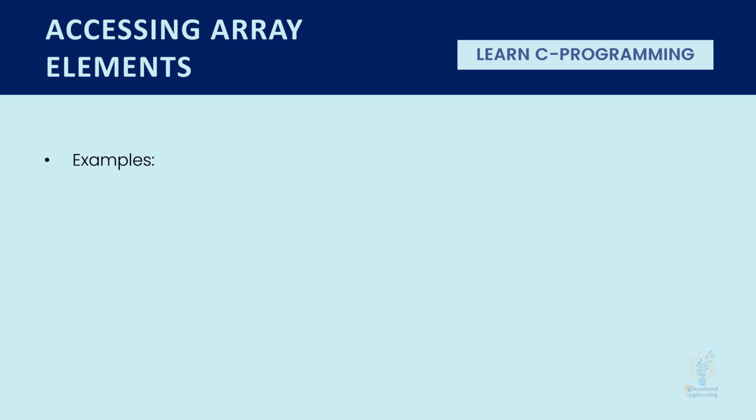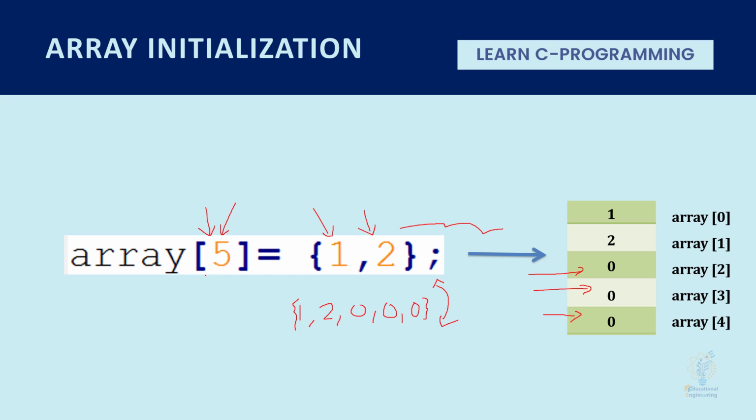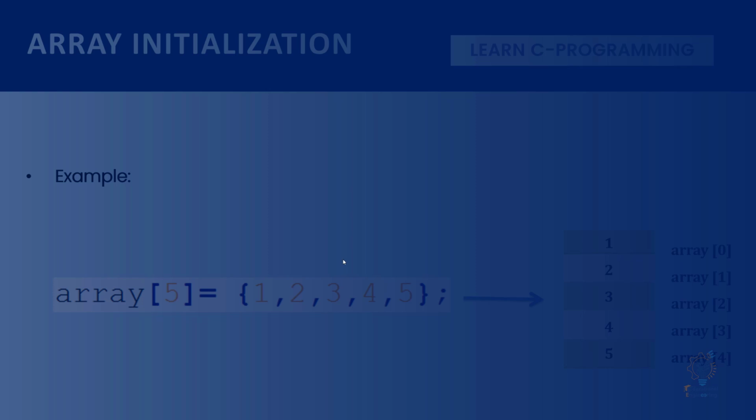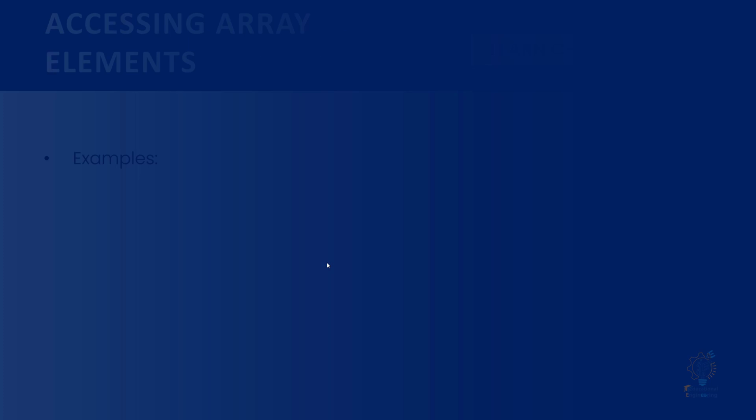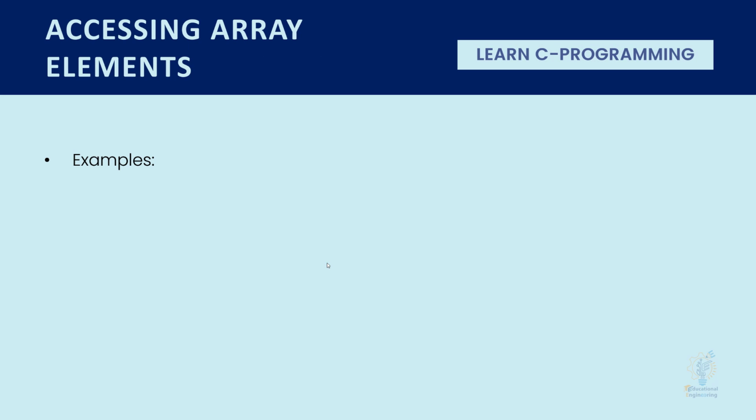Now, let's talk about accessing array elements. What you need to know here is that all array elements can only be accessed in the same statement at initialization. Like in this example, you can access all of the items, and here we accessed all of these items. Now, the point is, after the initialization, the array can only be accessed element by element.